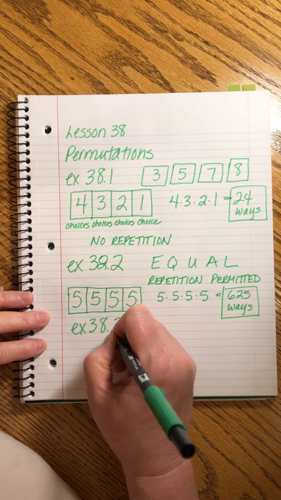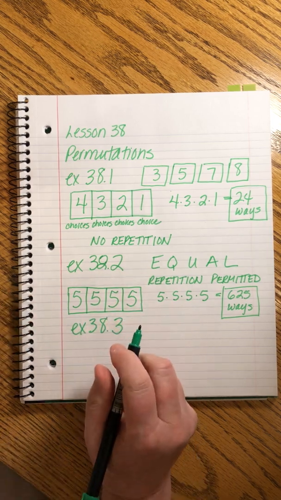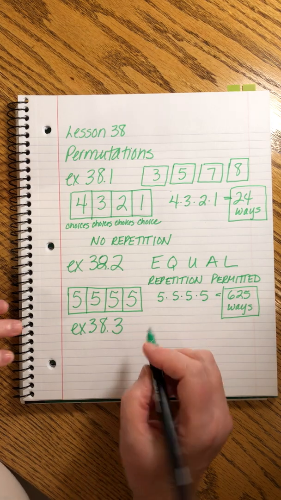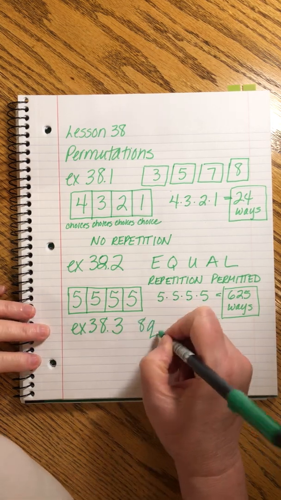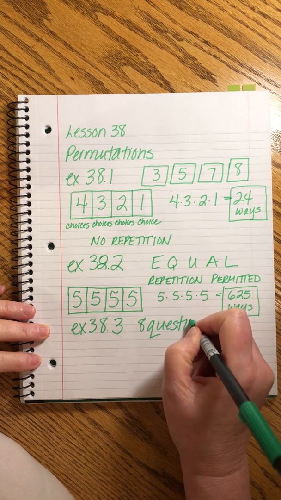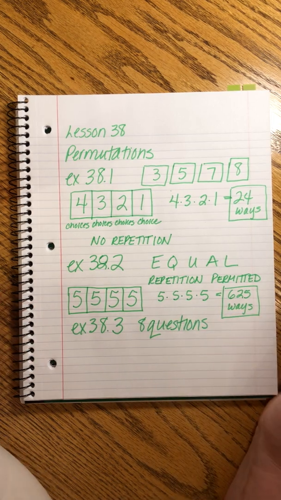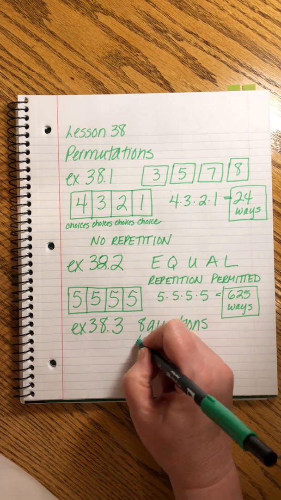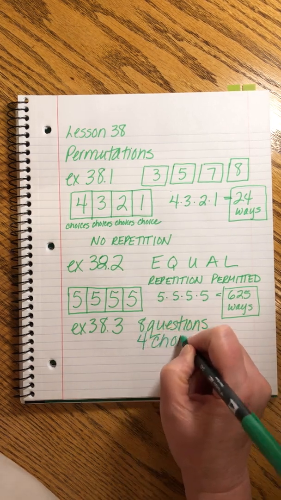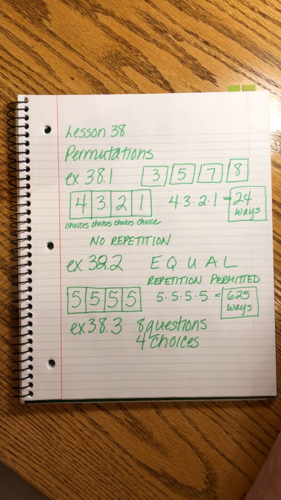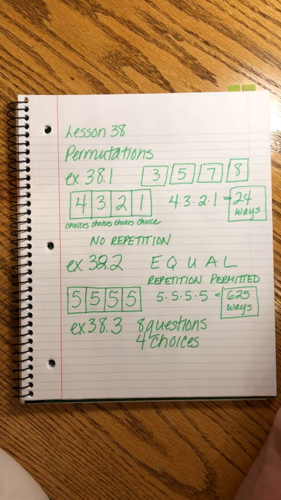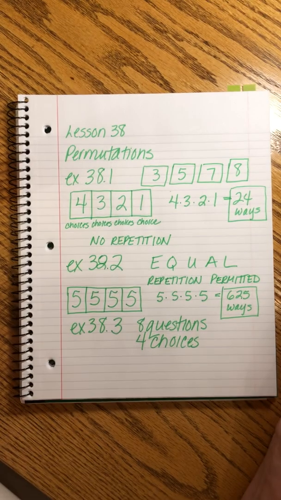38.3. A multiple choice test has 8 questions and there are 4 possible choices to each question. All right. How many different sets of answers is possible? Now, John doesn't tell us if there's repetition or not. So we're going to have to use logic to figure it out.